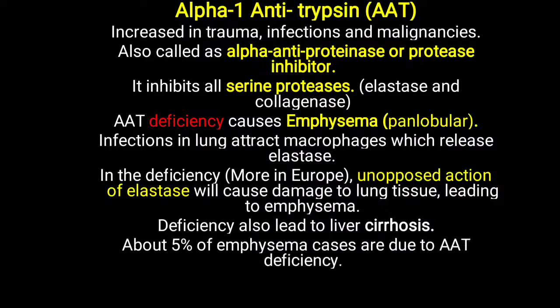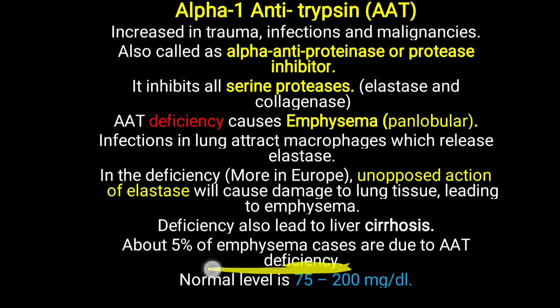But you have to remember this one is particularly an acute phase protein. Now about 5% of emphysema cases are observed due to alpha 1 antitrypsin deficiency. You have to remember the normal level is 75 to 200 milligram per deciliter. They are generally in milligrams, not in grams. So their level is 75 to 200 milligram per deciliter.